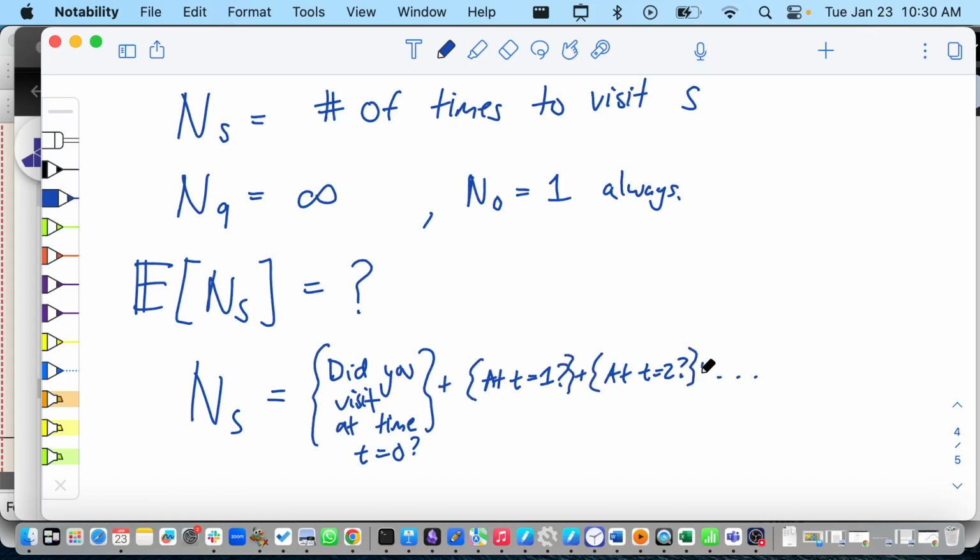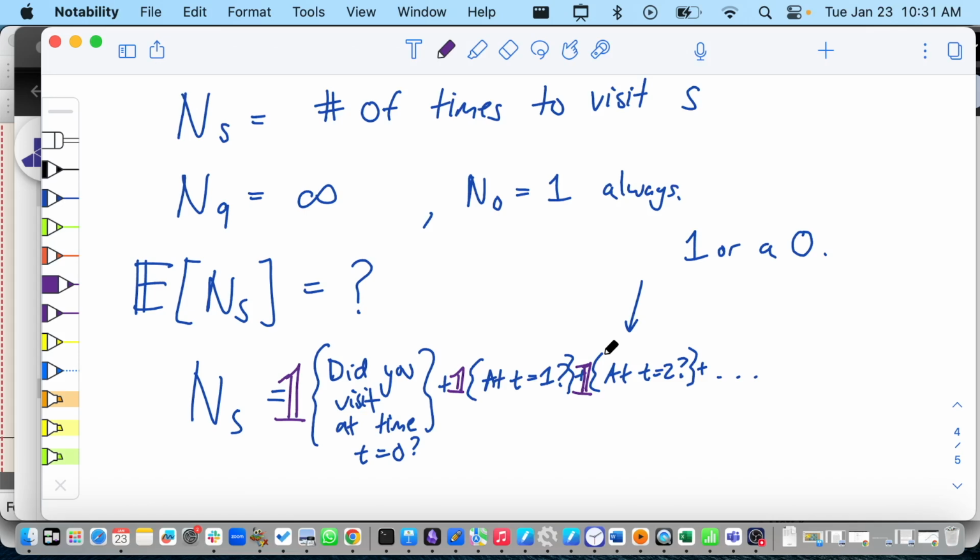And add them up. So the number of times you visit, I can break down as, did you visit at time 0? Did you visit at time 1? Did you visit at time 2? And if I add those up, each question I will think of the answer as being a 1 or a 0. 1 if you did, and 0 if you didn't. In probability, we often call this thing an indicator function, and we draw a big 1. And if we're being very fancy, we put a blackboard bold 1. That is the indicator function, which is 1 if the thing happened, and 0 if it didn't. We have an infinite sum of indicator functions.